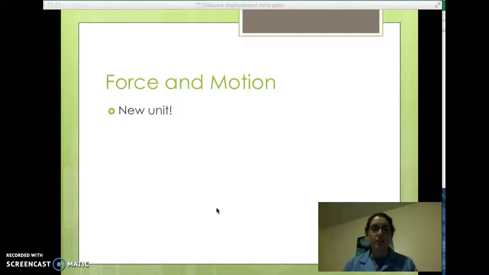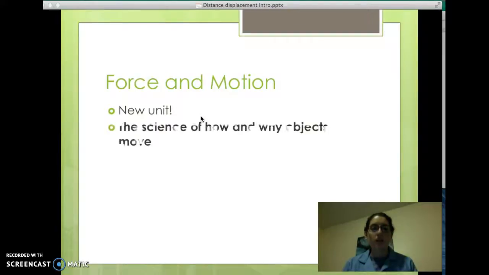This is the start of the Force and Motion unit. This is going to be our new unit. We're on to real science, and today is just going to be the intro day. The rest of the week we'll be doing more hands-on stuff. So, force and motion is the science of how and why objects move.